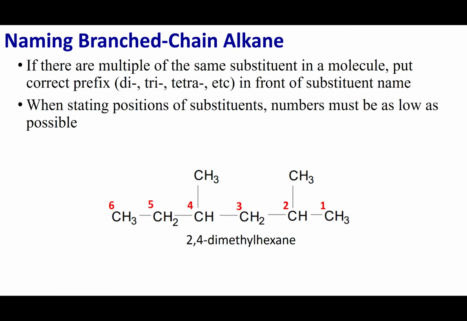So in this case, we have our main parent molecule being 6 carbons long. There are 2 substituents or 2 branches. Each branch is made out of 1 carbon.